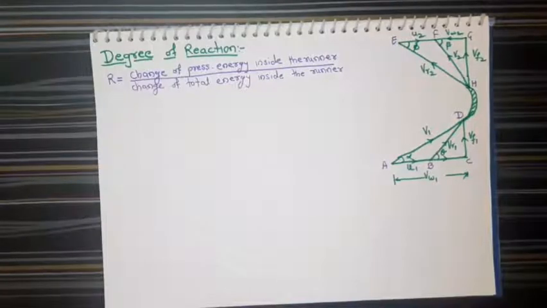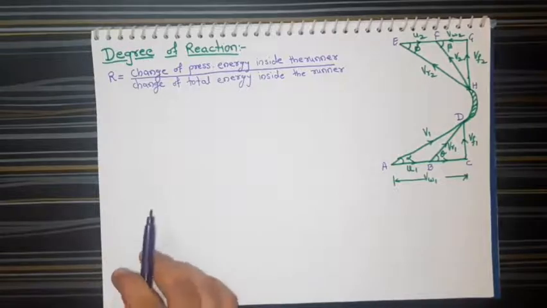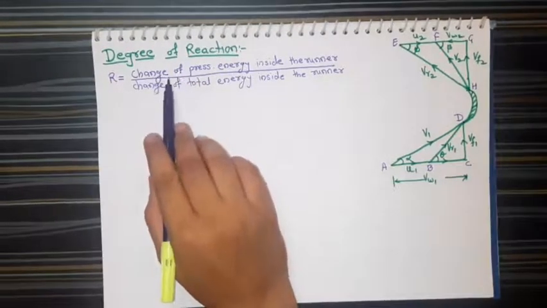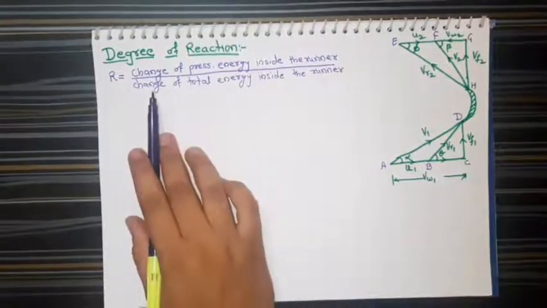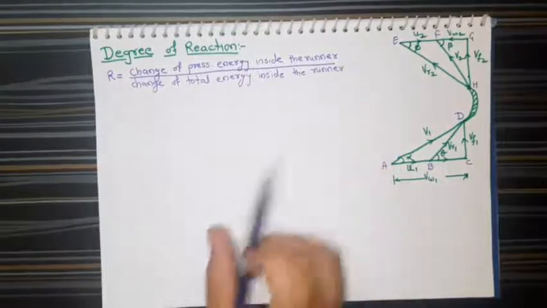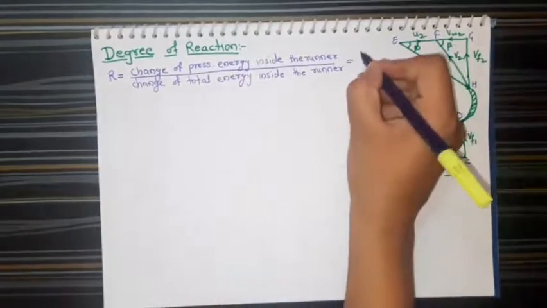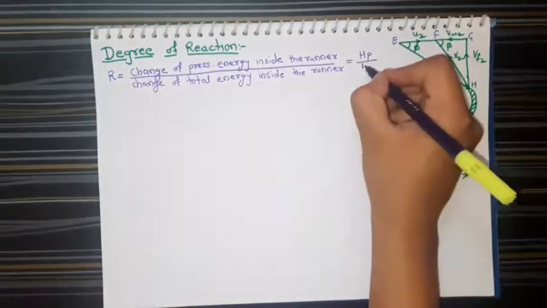Hello everyone. Today we will take the new topic, that is degree of reaction. Degree of reaction is defined as the ratio of change of pressure energy inside the runner to the change of total energy inside the runner. This we can also write as pressure head to the total head.